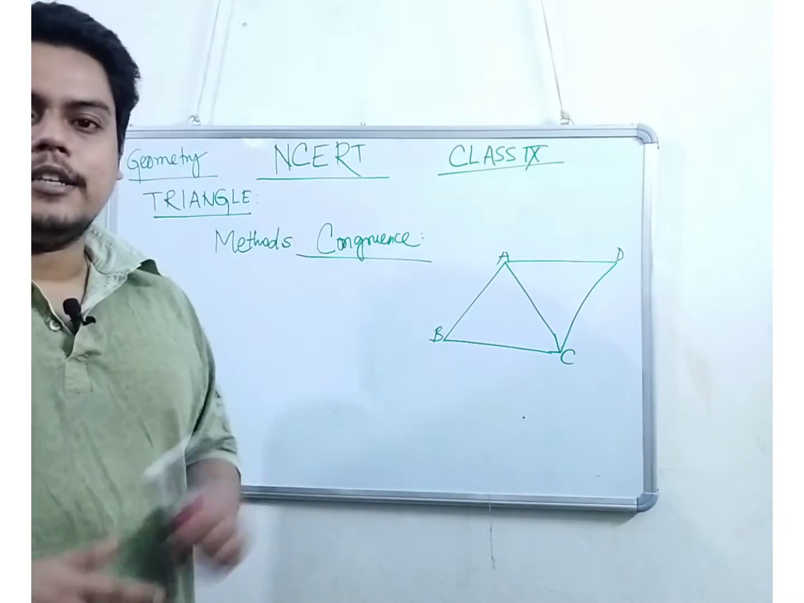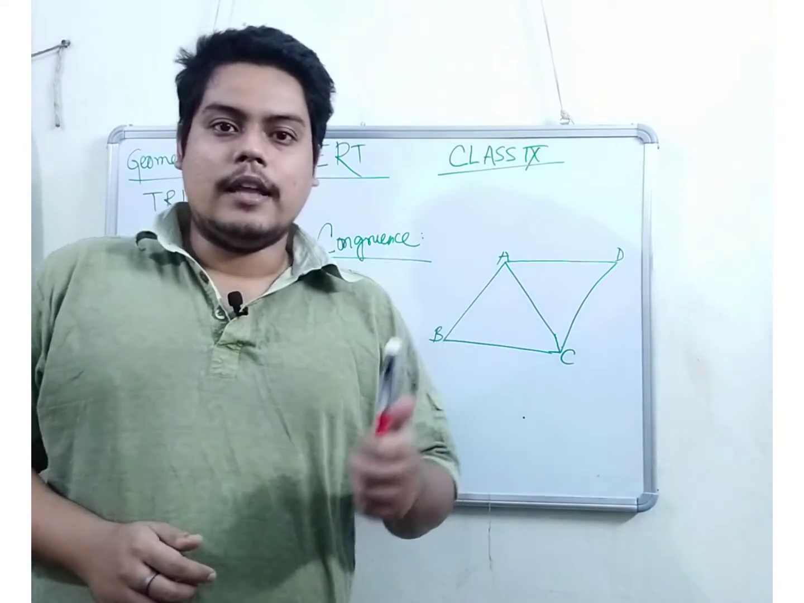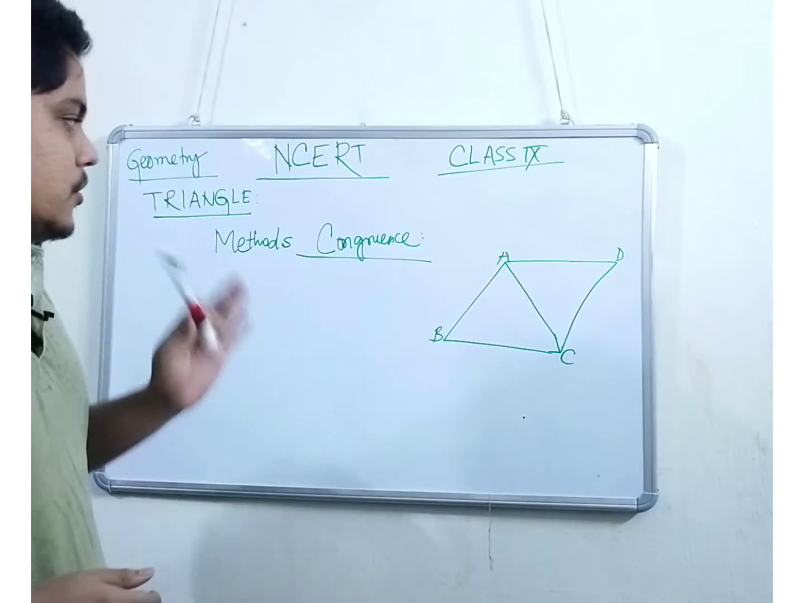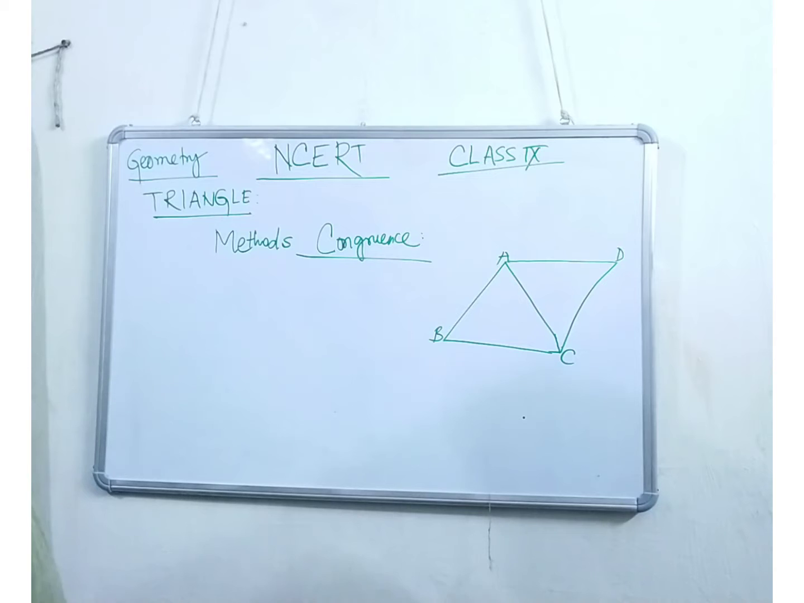And I'm starting the section of triangles in geometry. Previously I did algebra and mensuration. So here in this section we will start with triangles, and the first chapter we will learn is the methods of congruence, or the congruence axioms.